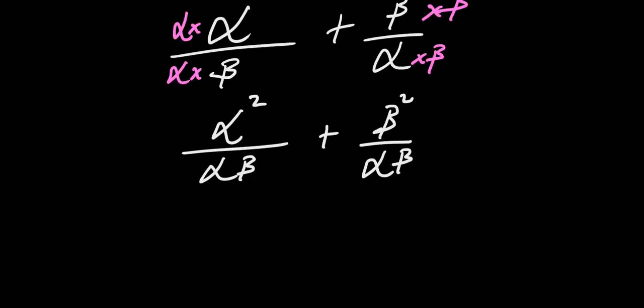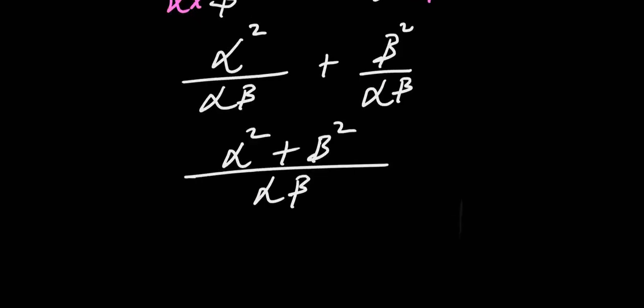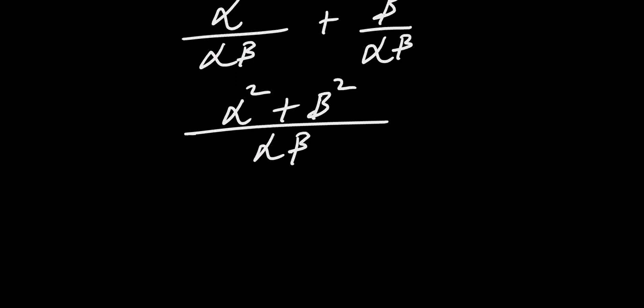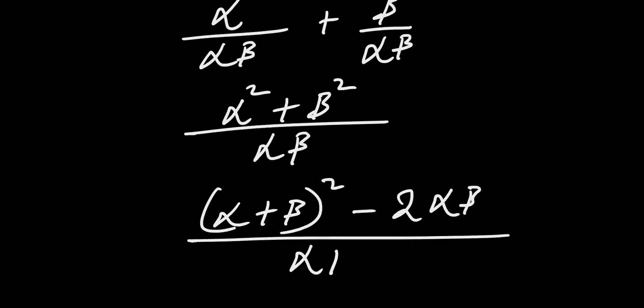Now that we have the common denominator, we can simply write this as alpha squared plus beta squared over alpha beta. Now the numerator can be simplified or factored as alpha plus beta squared minus 2 alpha beta, over alpha beta.